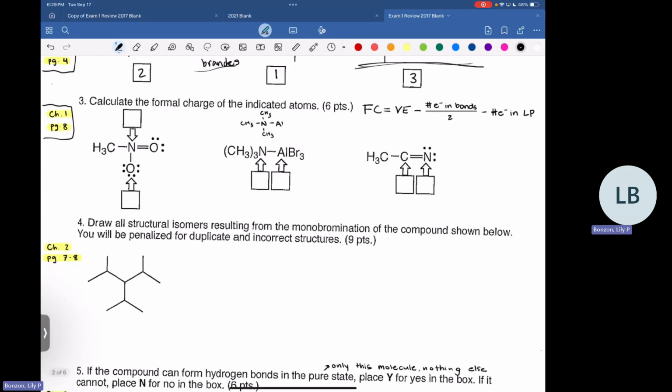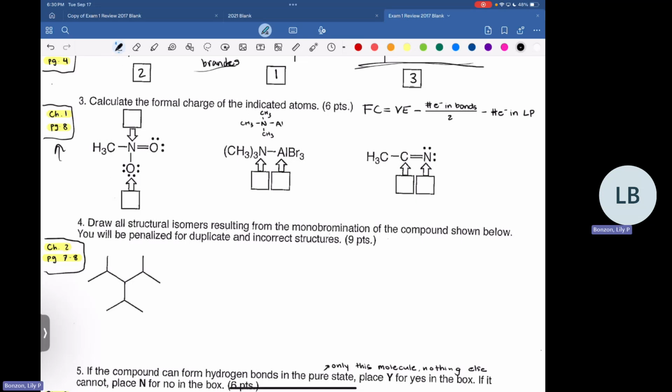Okay, so formal charge. Again, chapter 1, page 8, if you need more practice. Formal charge uses the number of valence electrons, and you can find that on the periodic table. If we start at boron, boron is 3, carbon is 4, nitrogen 5, oxygen 6, fluorine 7. So that's the number of valence electrons, kind of a shortcut.